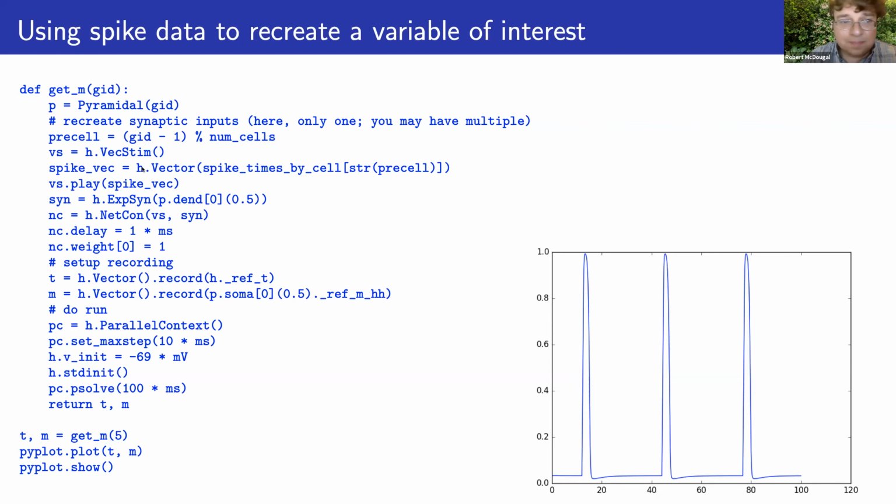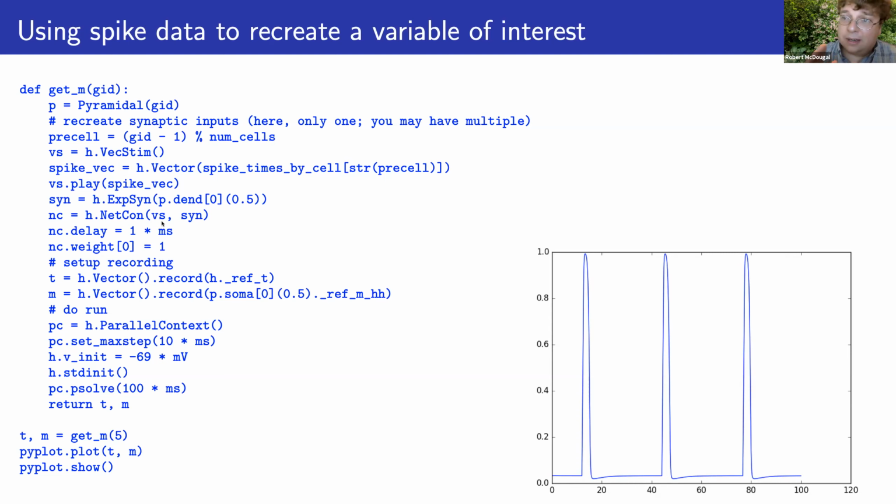I'll throw them into a vector, and I know what they are because I saved all my spike events. I'll do a VecStim.play from my spike vector. That's going to set up my VecStim to fire an action potential at every time that the presynaptic cell fired. Then I'll create my synapse on my cell, but instead of connecting it to the presynaptic cell, because it doesn't exist, I will connect it to the VecStim.